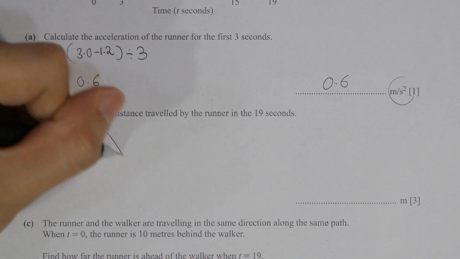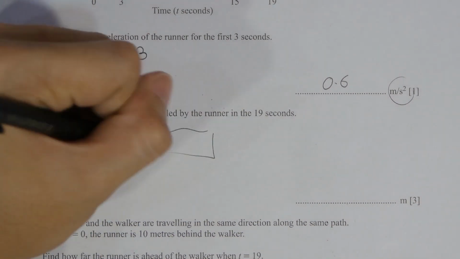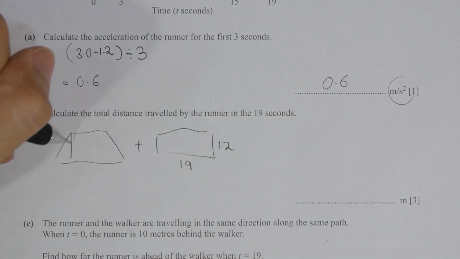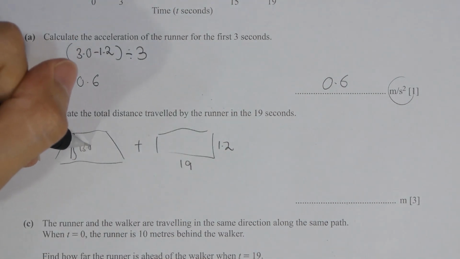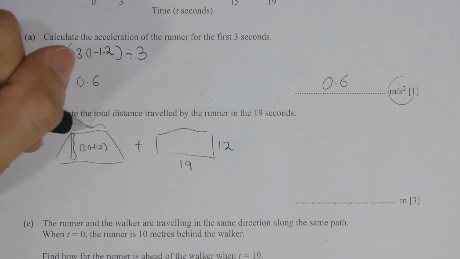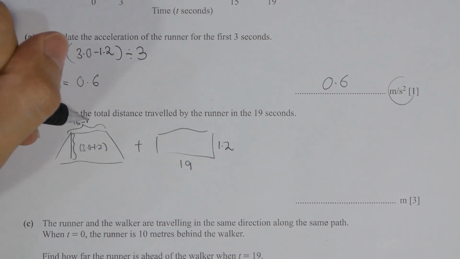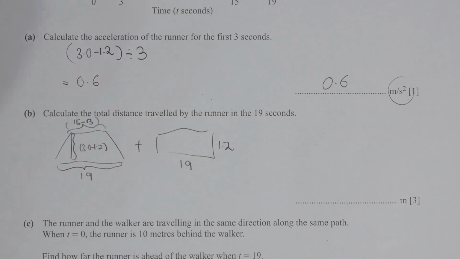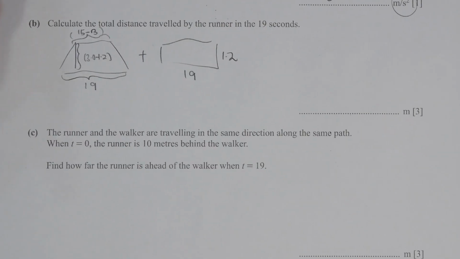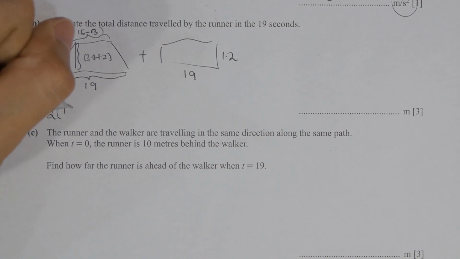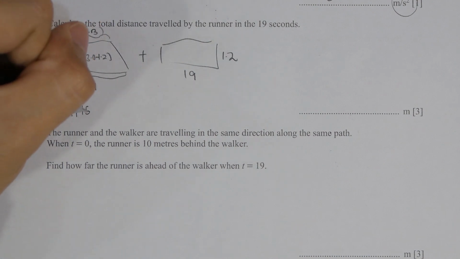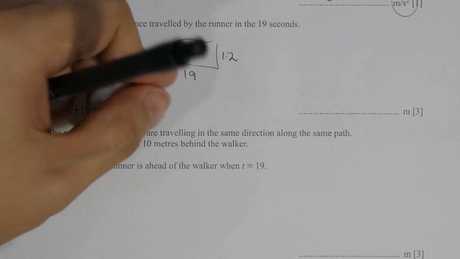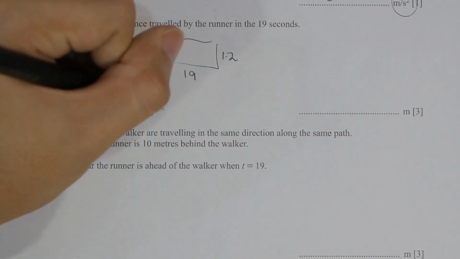But for part B, simply calculate the total distance. So I separate the shape into two parts. One is the rectangular base and the other one is a trapezium on top. So 1 over 2, bracket 19 plus 15 minus 3, times the height of 3.0 minus 1.2, plus 19 multiplied by 1.2. Hence the result 50.7.